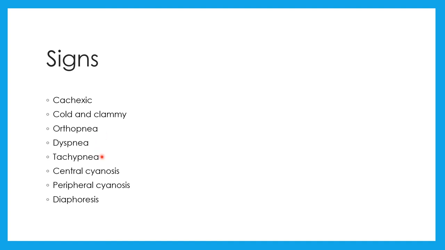Dyspnea, tachypnea, central cyanosis or peripheral cyanosis, because oxygen supply is impaired, the heart is in trouble. The lungs are filled with fluid, congested right now. And they may be sweating profusely, diaphoresis.